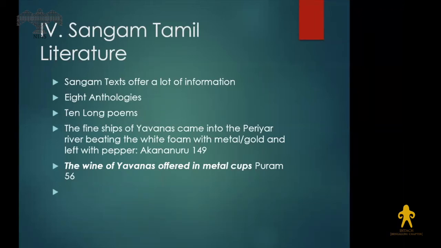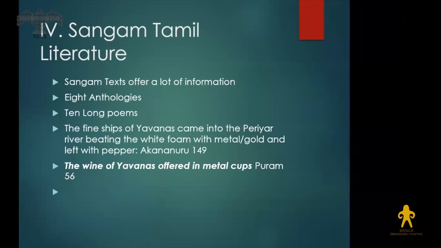They talk about the ways of life and also about Yavanas and the entire kind of activities that took place in the early historic time. They supplement the evidence found in archaeology and also in Tamil inscriptions. You find some beautiful terms like Agol Pusal in the Pulimankombai hero stone inscription. The same term is described in the literature. This Akananuru 149 poem is very interesting because it mentions the fine ships of Yavanas that came into the river Periyar, beating the white foam, with gold.